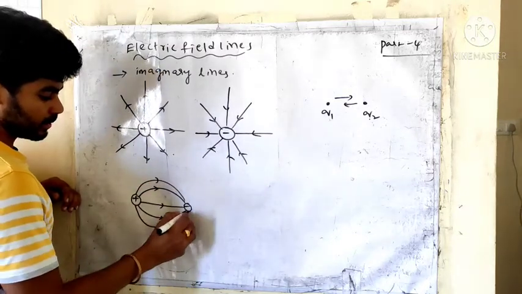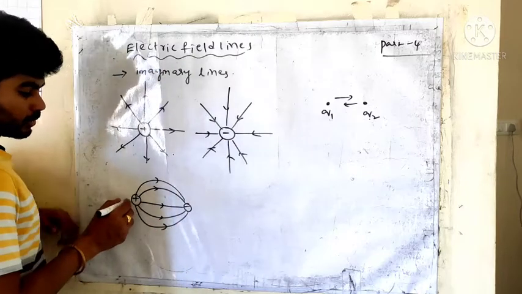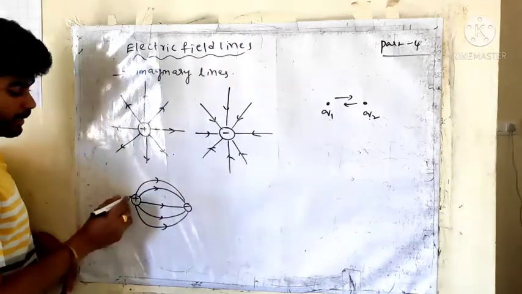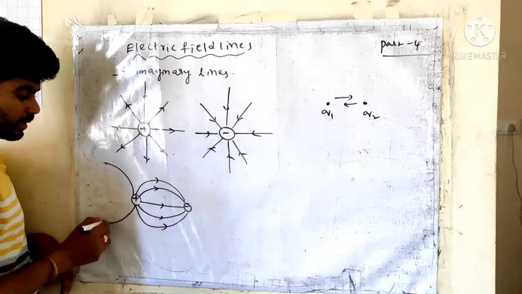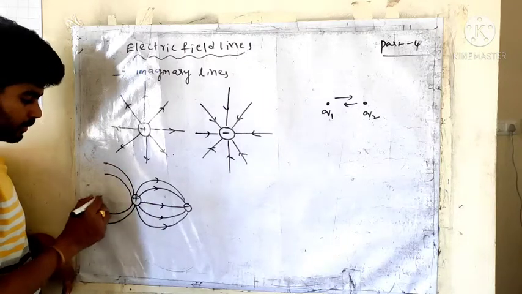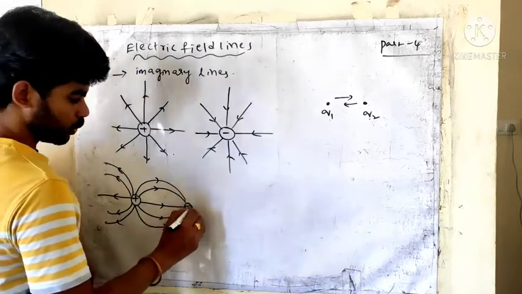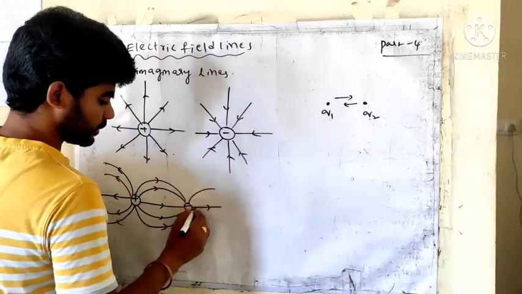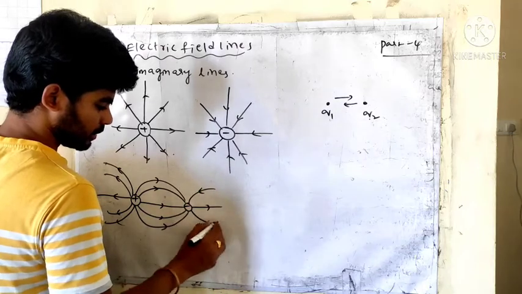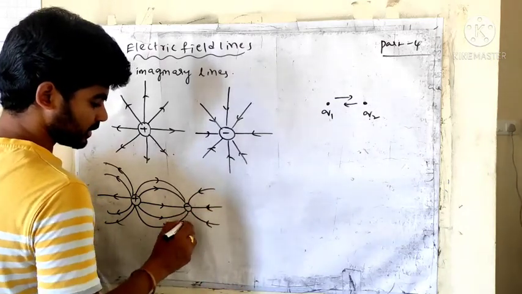Like this field lines are created. But there is no charge on this side, so on this side the field lines are created like this. Why am I drawing it like this? Because here, inside the negative charge, means inside.